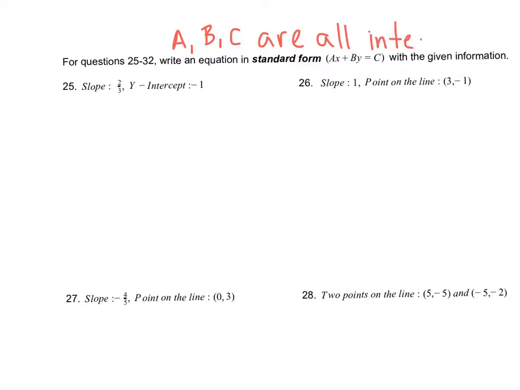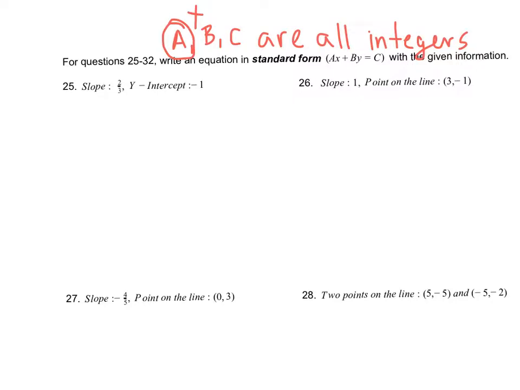Essentially, they can't be fractions. And we'll talk about how you make them not fractions later. But a, b, and c are all integers. And then even further, customarily, a is always positive. So a is always a positive number. So if it's negative, we'll multiply or divide by -1 and make it a positive number. So a, b, and c are all integers, and a is positive.